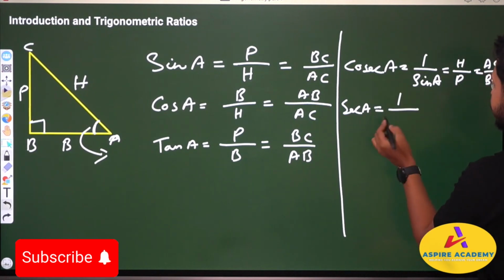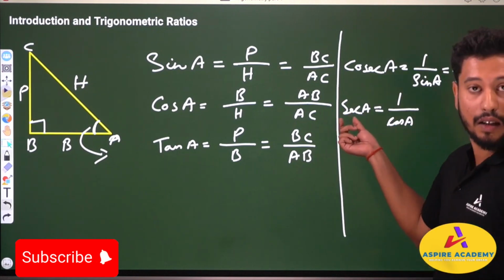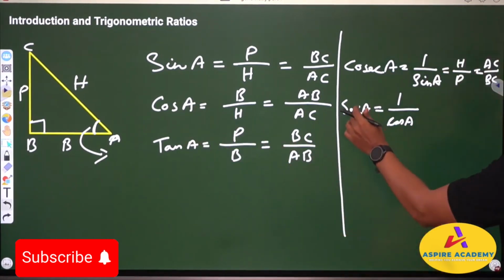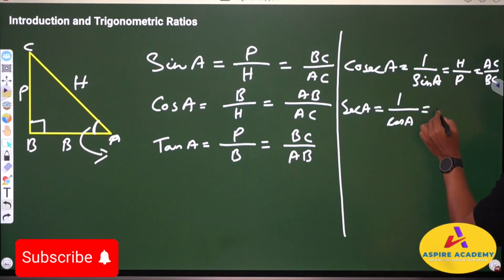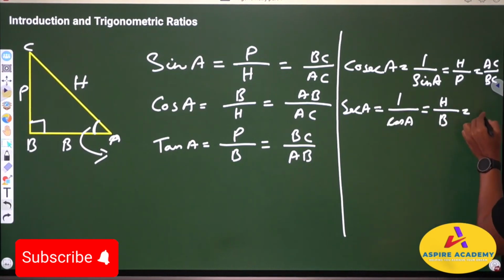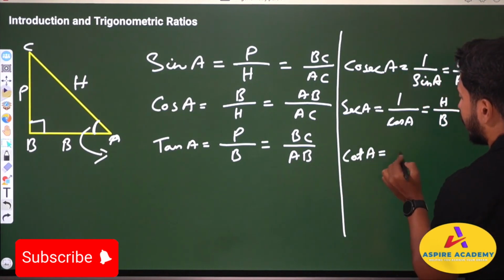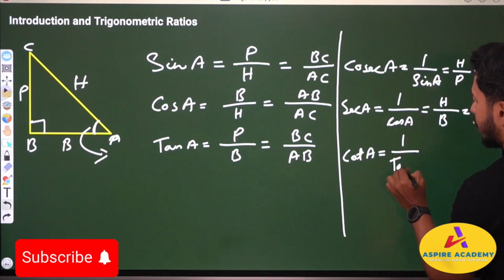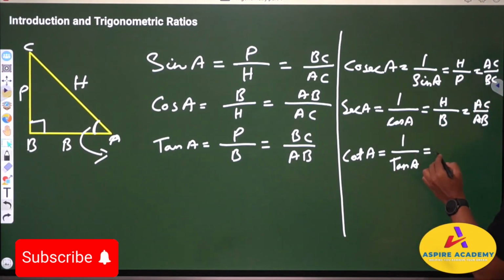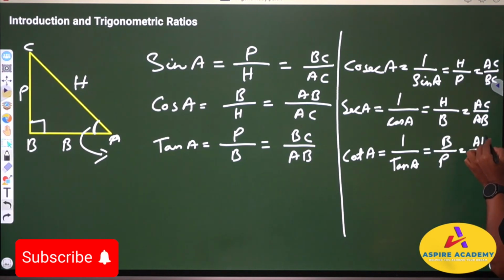Next, sec A, that is 1 by cos A, because sec is the reciprocal of cos. So we can write sec A equals 1 by cos A equals H by B, which is AC by AB. And last, cot A. Cot is the reciprocal of tan, right? So we can write B by P, which equals AB by BC. So these are the 6 ratios.